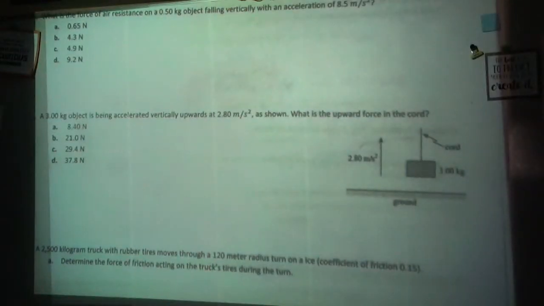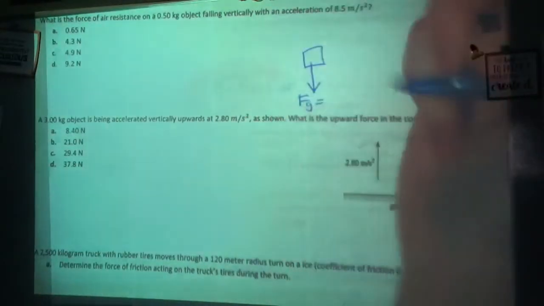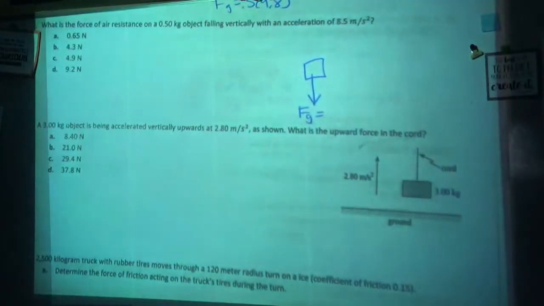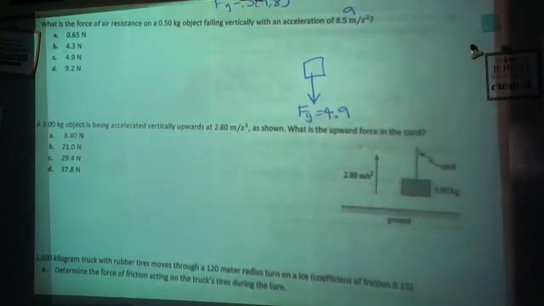39, the force of air resistance on a 0.5 kilogram object falling vertically with an acceleration of 8.5 meters per second squared. So I have, of course, the force of gravity, because it's falling. And the force of gravity is just mass times 9.8. So 0.5 times 9.8 is going to give me 4.9. Yeah, 4.9. And then it says that it's falling with this acceleration. So if I have the acceleration, I can find my net force. So plug in, mass is 0.5, acceleration is 8.5, so that gives me a net force of 4.25.